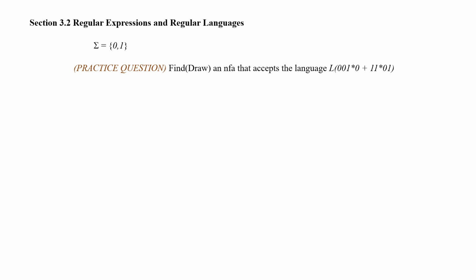All right. Draw an NFA for this language. So let's write out this language. It is 0, 0, 1, followed by a 0. And this is a union or a 1, 1, 0, 1.